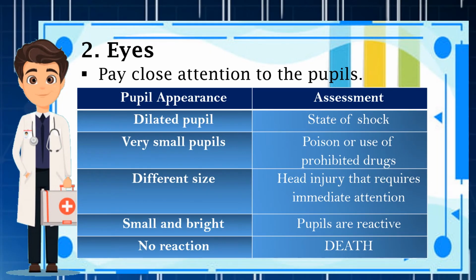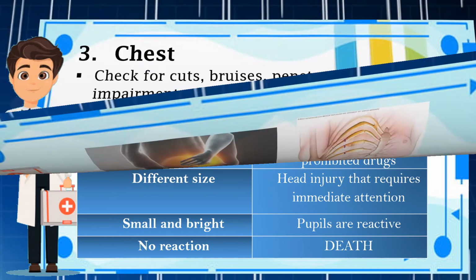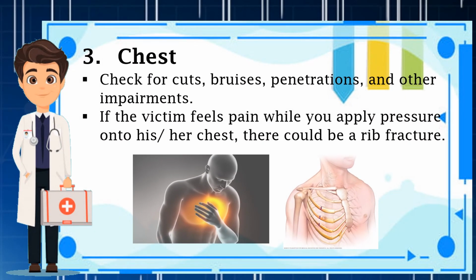Number 2, eyes. Pay close attention to the pupils. Refer to this table. Number 3, chest. Check for cuts, bruises, penetrations, and other impairments. If the victim feels pain while you apply pressure onto his or her chest, there could be a rib fracture.